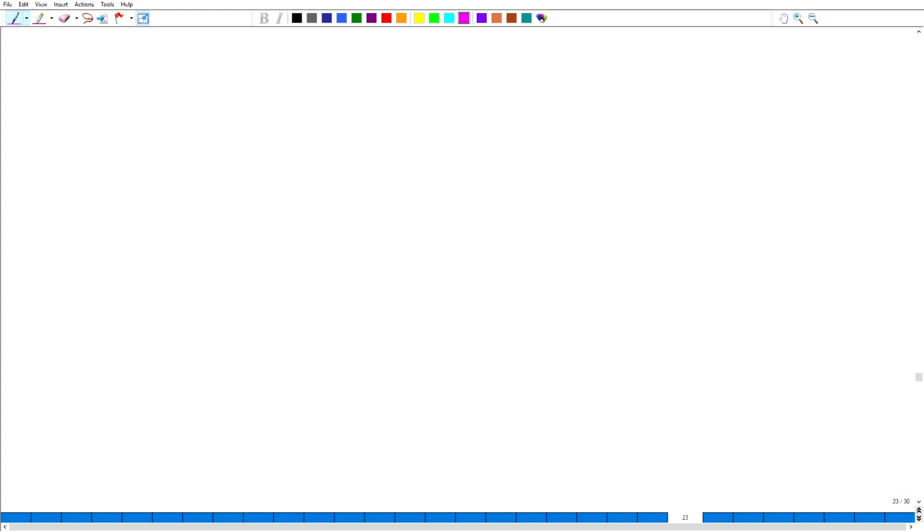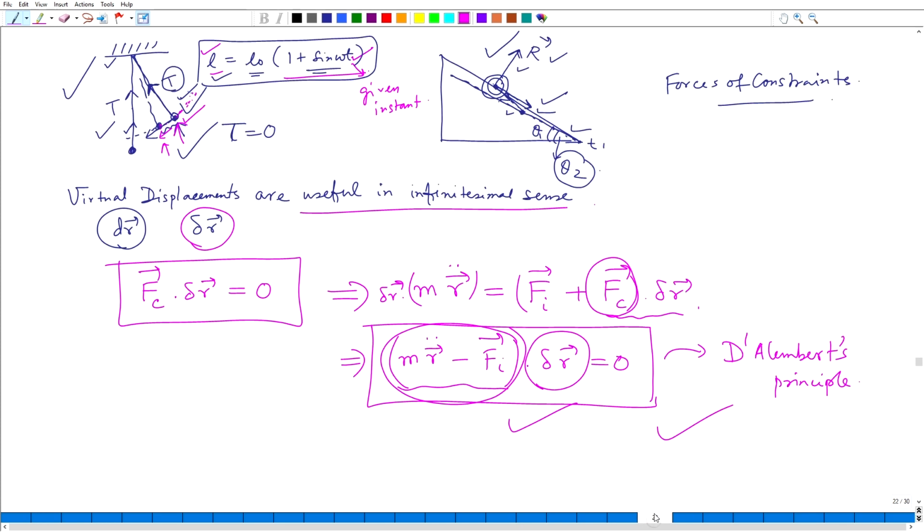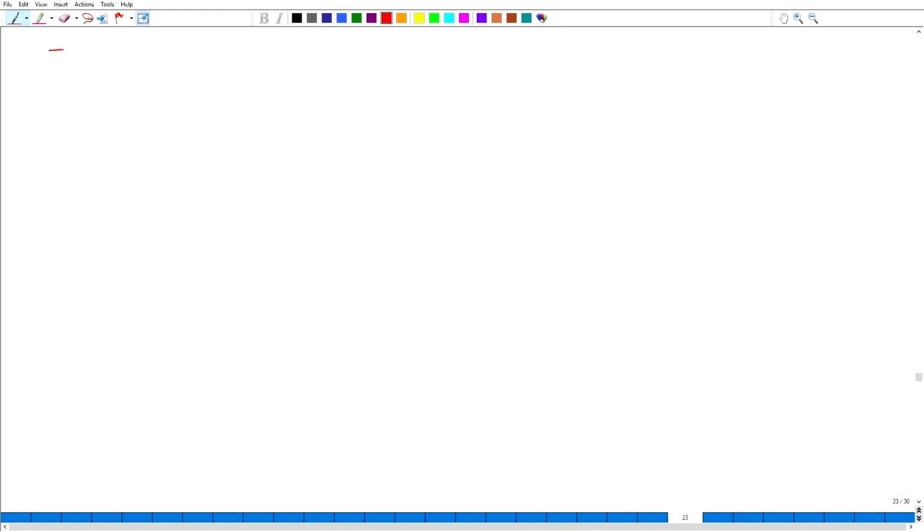another way, a subtly different way from this principle, where we will also use the constraints explicitly with their mathematical forms. So, in today's lecture we will discuss actually the method of Lagrange equation of first kind.